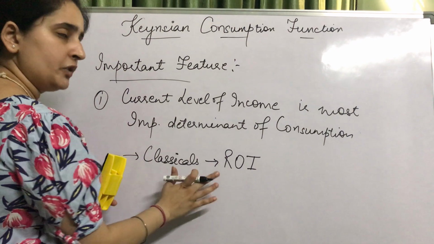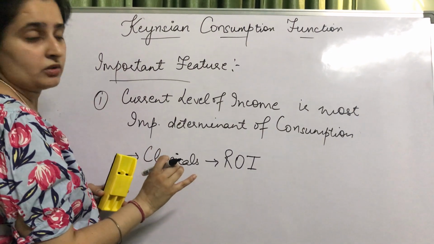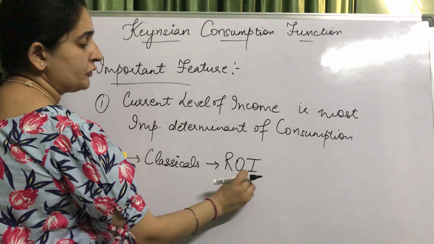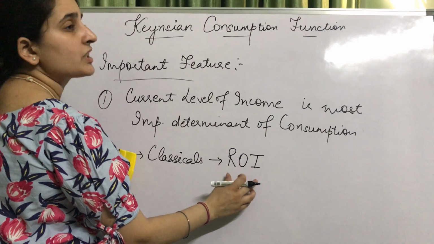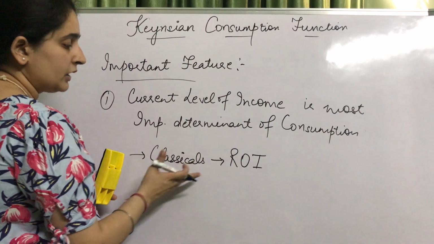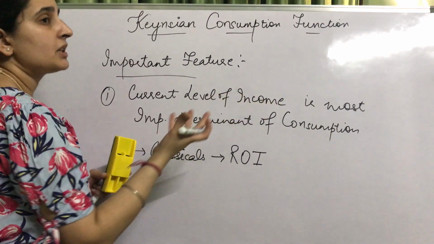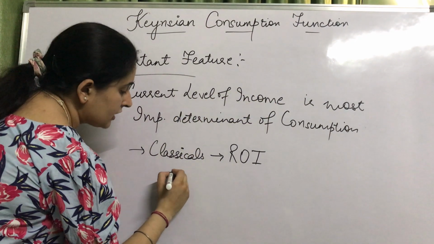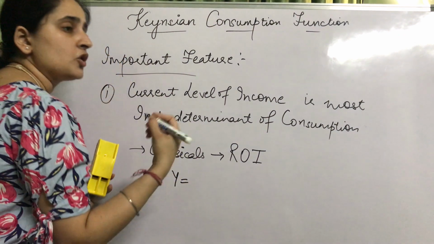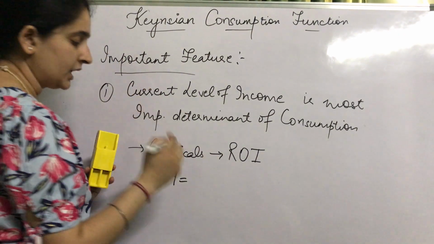How does the rate of interest affect consumption? I'll let you know. Rate of interest, according to the classicals, is the most important factor. How were they saying that? Because according to them, I have some income, and out of that income I either consume or save.